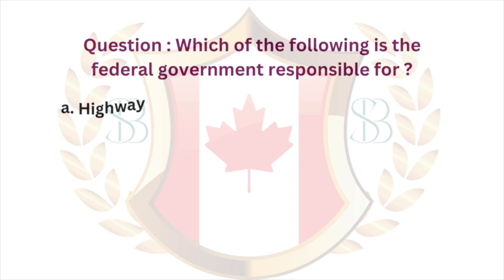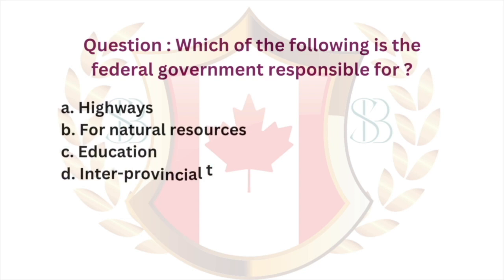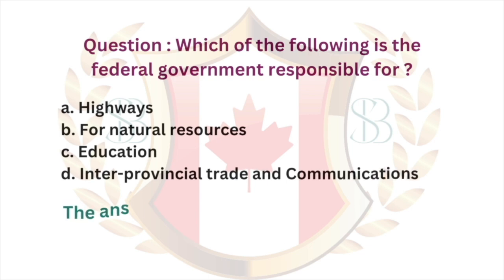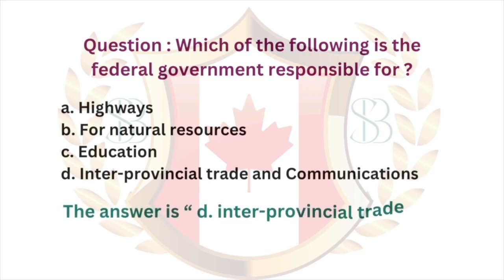Question: Which of the following is the federal government responsible for? A, highways. B, natural resources. C, education. D, interprovincial trade and communications. The answer is D, interprovincial trade and communications.